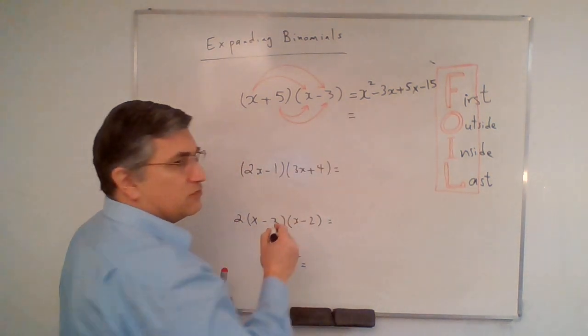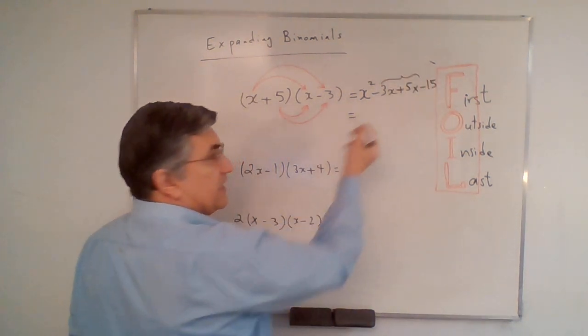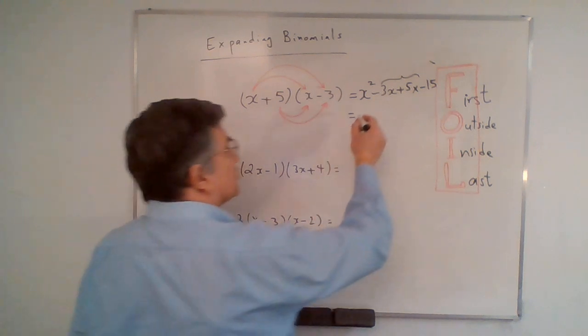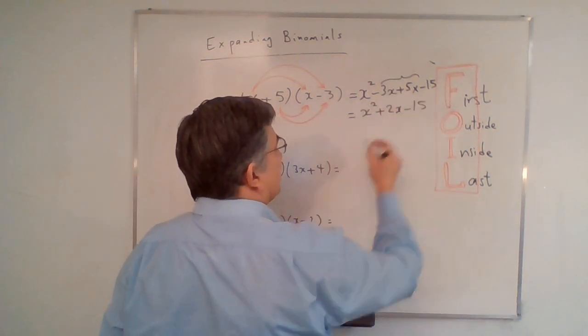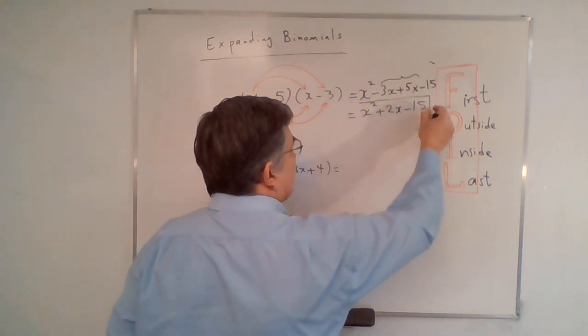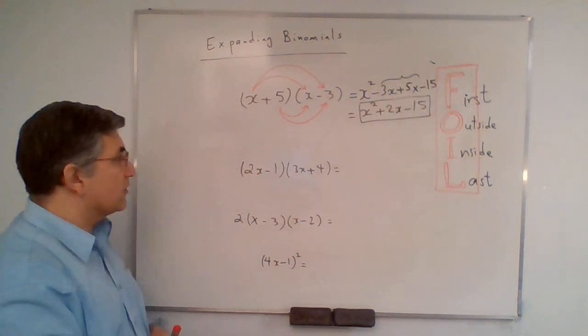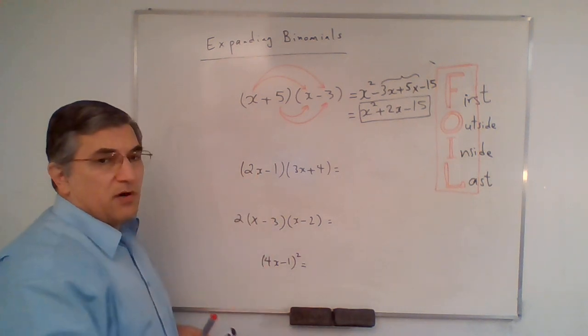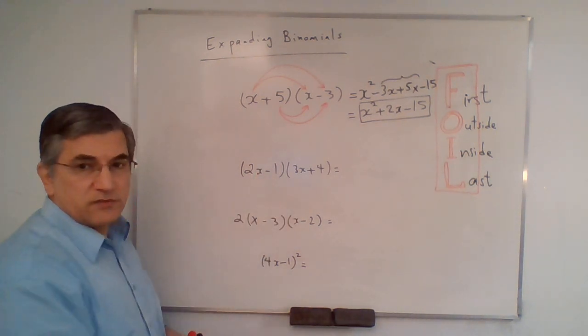And now all we have to do is to collect like terms. So we know that 5x and negative 3x add up to 2x. So I'm going to write down x squared plus 2x minus 15. And that is the final answer, which happens to be a quadratic trinomial. Okay? We learned about quadratics in the past.